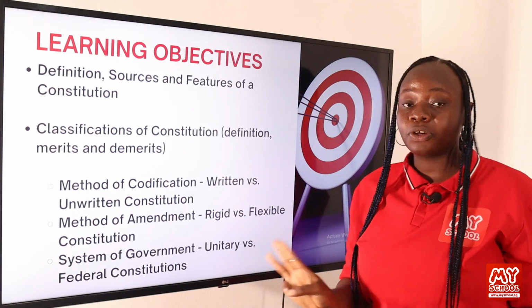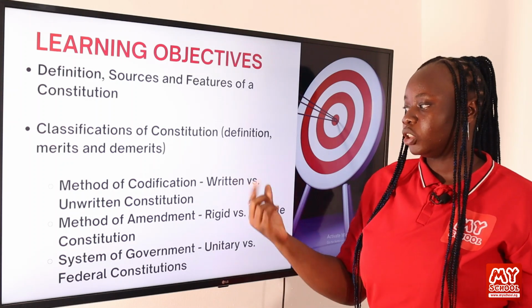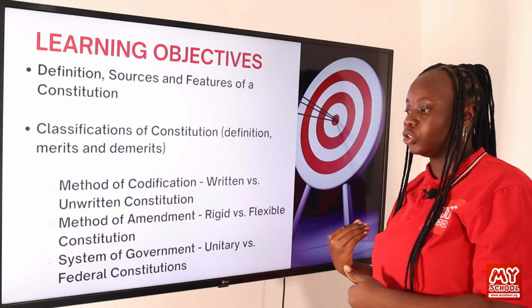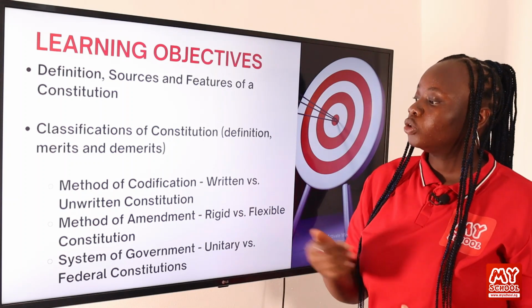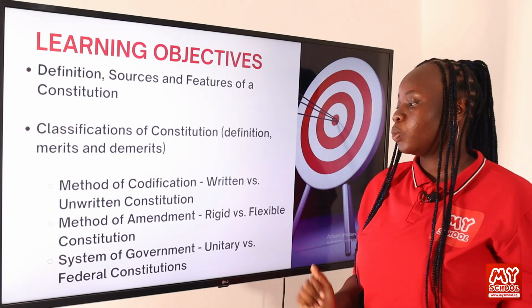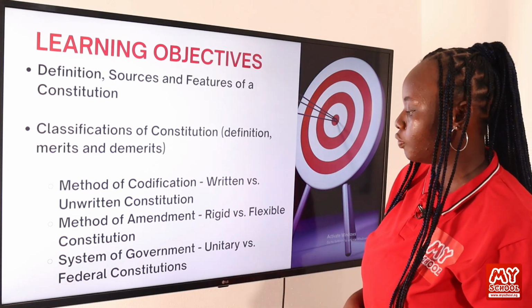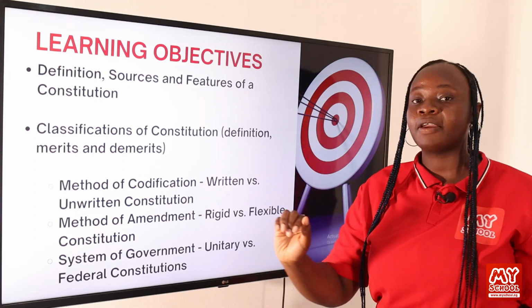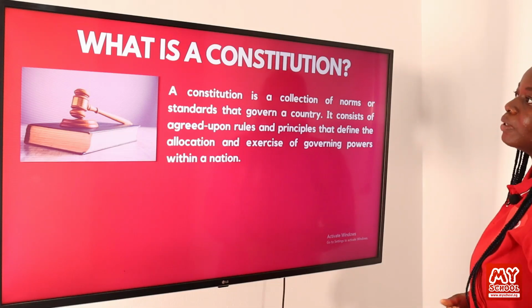So there are three different ways of categorizing the Constitution. We have the method of codification, which is divided into written and unwritten Constitution. So a country can adopt either one of them. Then we're going to move on to method of amendment, where we have rigid and flexible Constitution. And then we'll move on to the systems of government, where we'll discuss the unitary and the federal constitutions. So let's begin with the first segment.